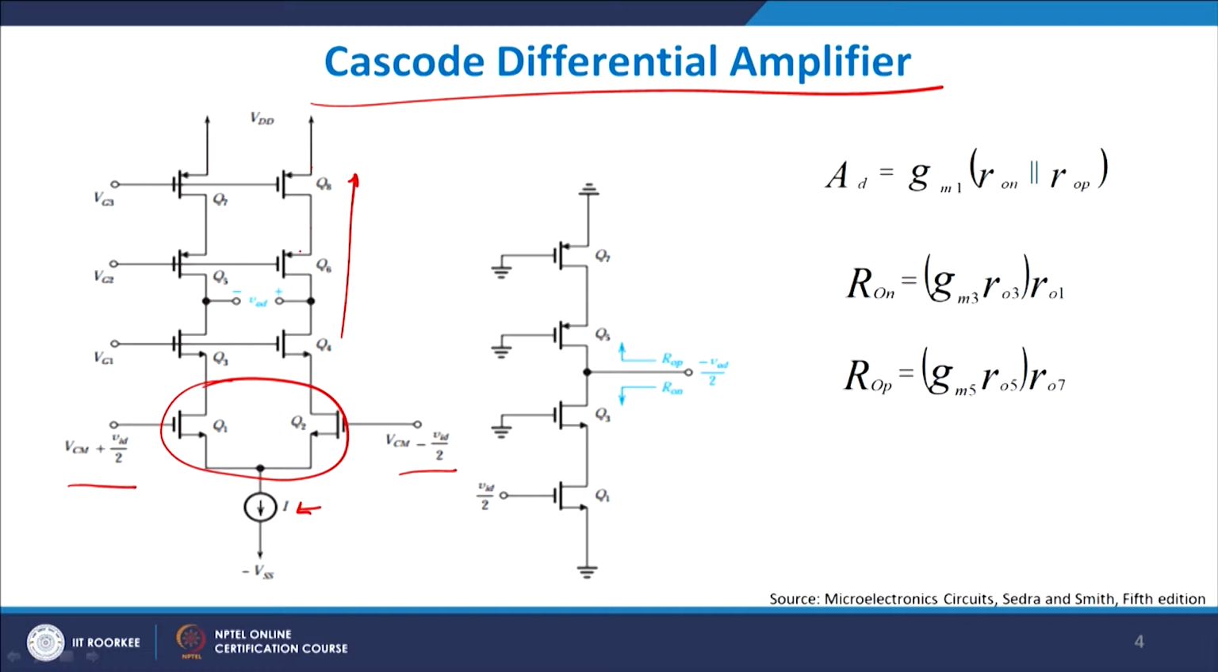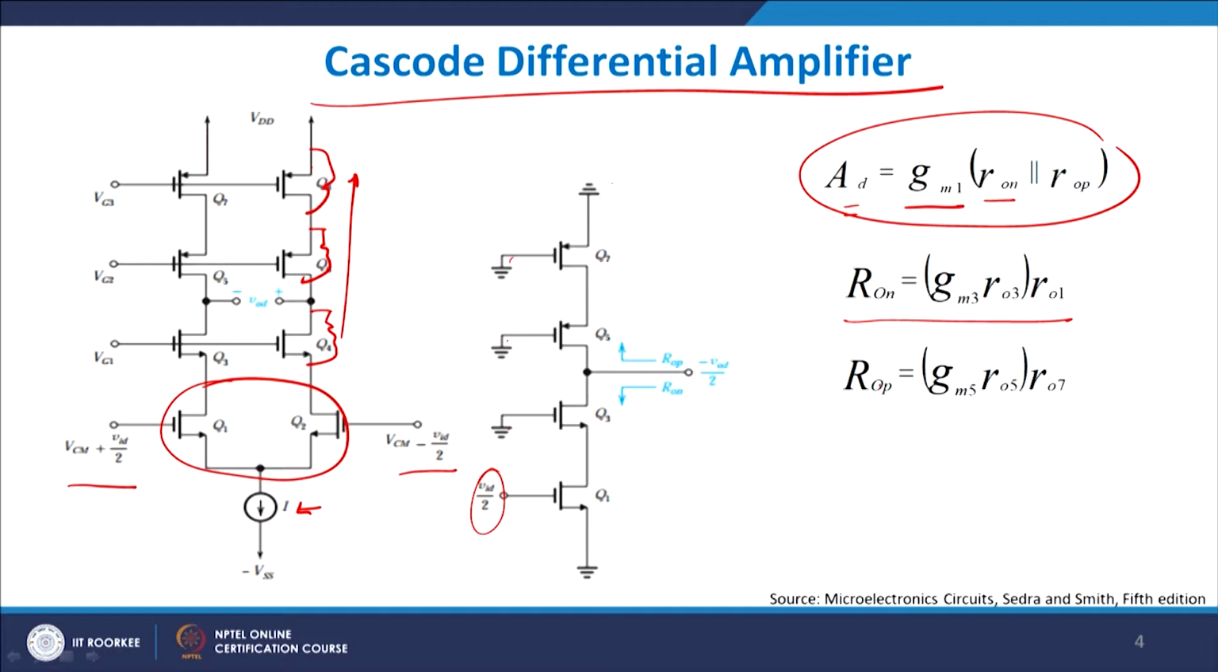Therefore, I get AD in this case to be equal to GM1, which is this one, into RON, which is basically the output resistance of NMOS, parallel with ROP. So, GM1 into ROP parallel RON is effectively the value of AD. If you look at the half circuit concept once again, I can ground these, do small signal analysis, give a VID by 2 here, and I get RON equals to this much. RON is this, and ROP is what? ROP, if you look very carefully, is basically looking from this side, if you go up. So, you will always have RO7 and RO5 in series.